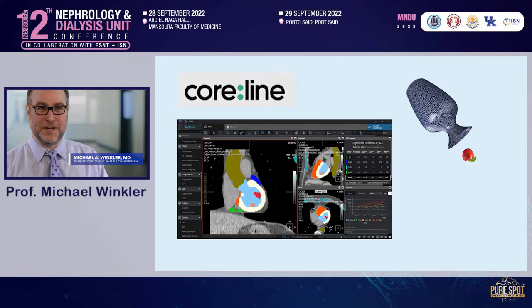Last but not least, and my favorite, is Coreline. This Korean company has produced a CE and FDA approved calcium quantification algorithm specifically for non-contrast CT scans by turning the problem upside down, like the philosopher Confucius did with his famous apple and vase problem.